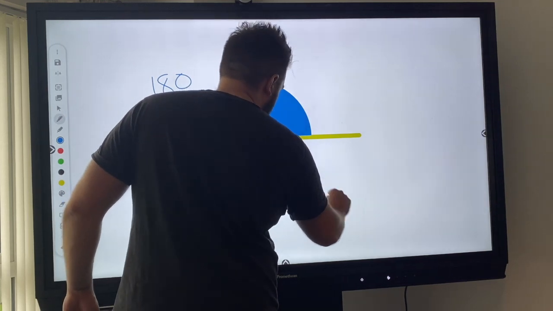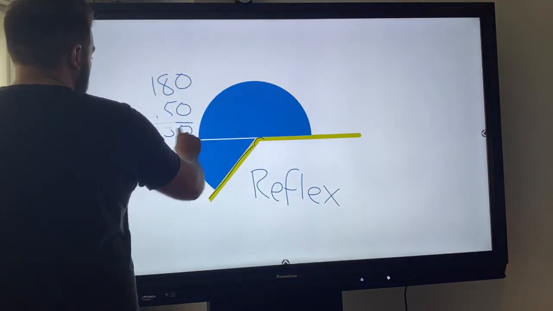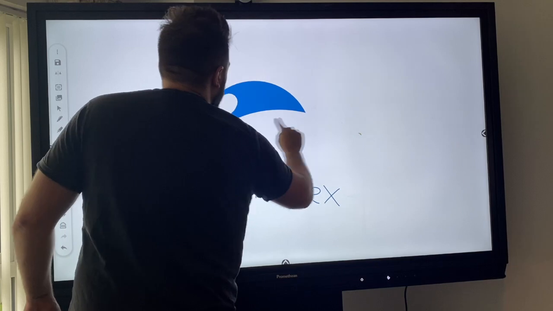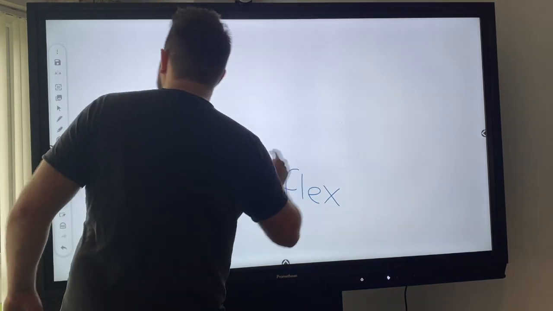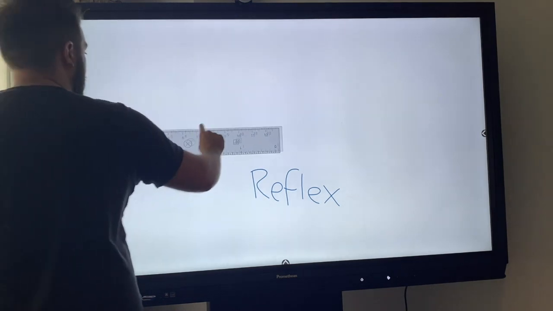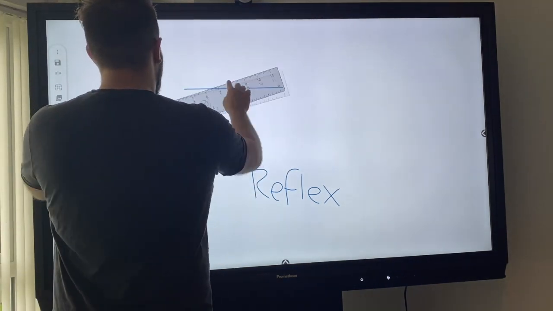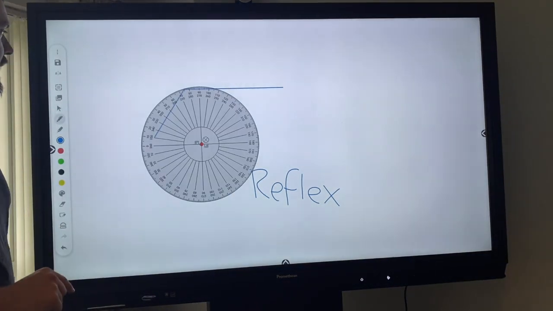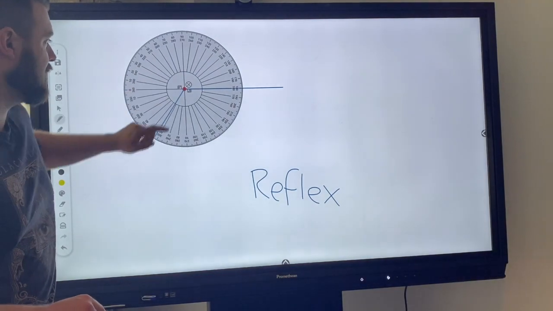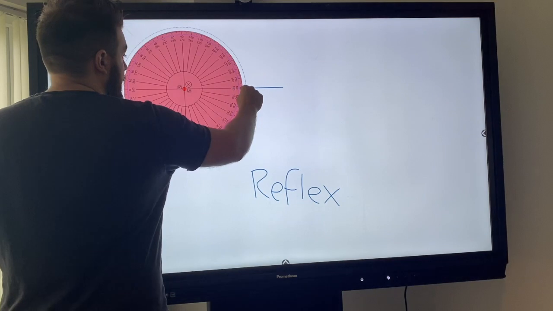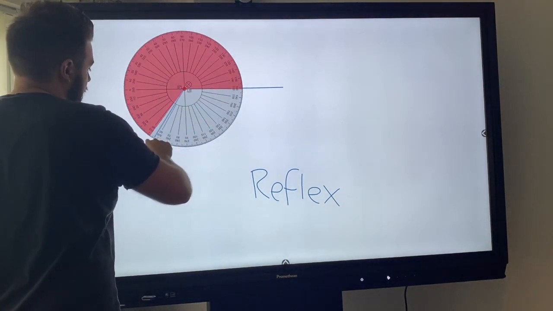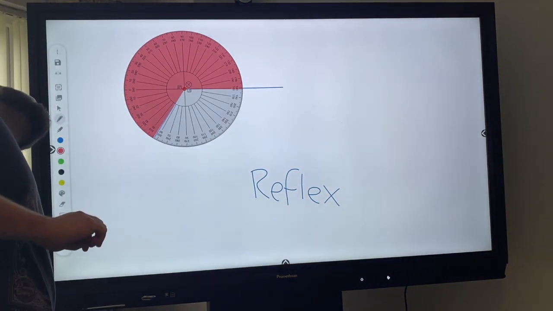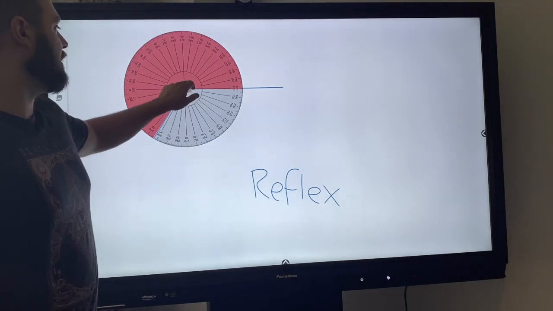Let's make a brand new one for a reflex angle. If you have what's called a full protractor, one that looks like this, you don't need to add them up, you can actually just go from zero all the way around. They're not that common, but if you have one of them, it's much easier, and that one is 310, I think it is. That's really useful to have.